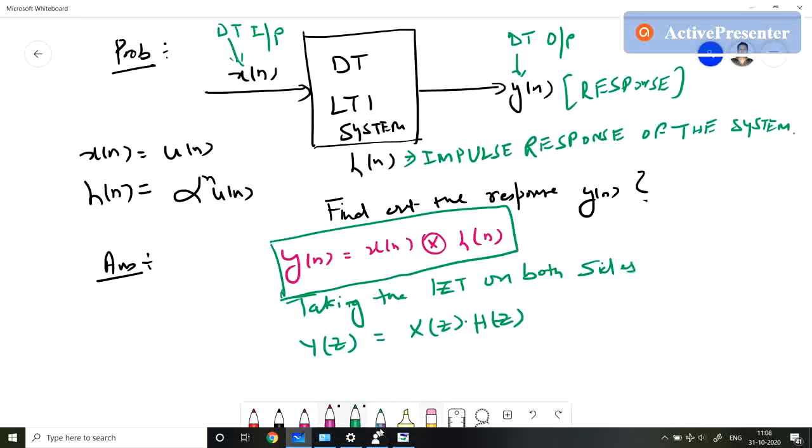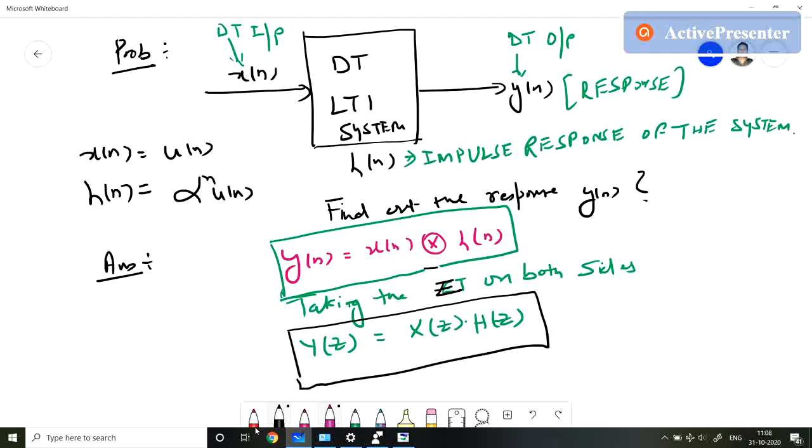Since convolution in the time domain is equal to multiplication in the z domain, Y(z) is equal to X(z) multiplied by H(z), and x[n] is provided, that is equal to u[n], and h[n] is also provided, that is alpha raised to the power n u[n].